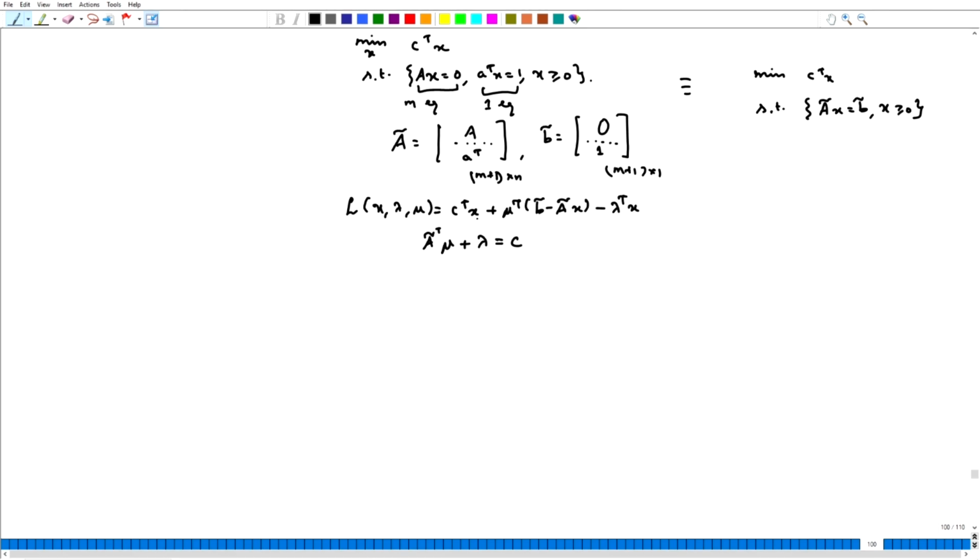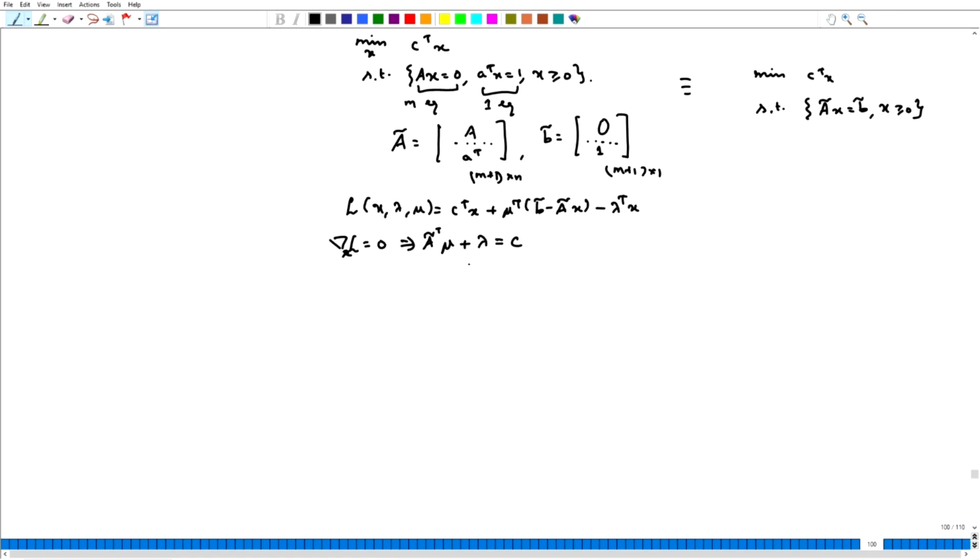So, you will get the transpose of all this, you will get C transpose minus mu transpose A minus lambda transpose equal to 0. So, del L with respect to x equal to 0 implies this. I am going a little fast because this is something that we have derived earlier in the affine scaling method. So, you have A tilde transpose mu plus lambda is equal to C. That is fine, not a problem.